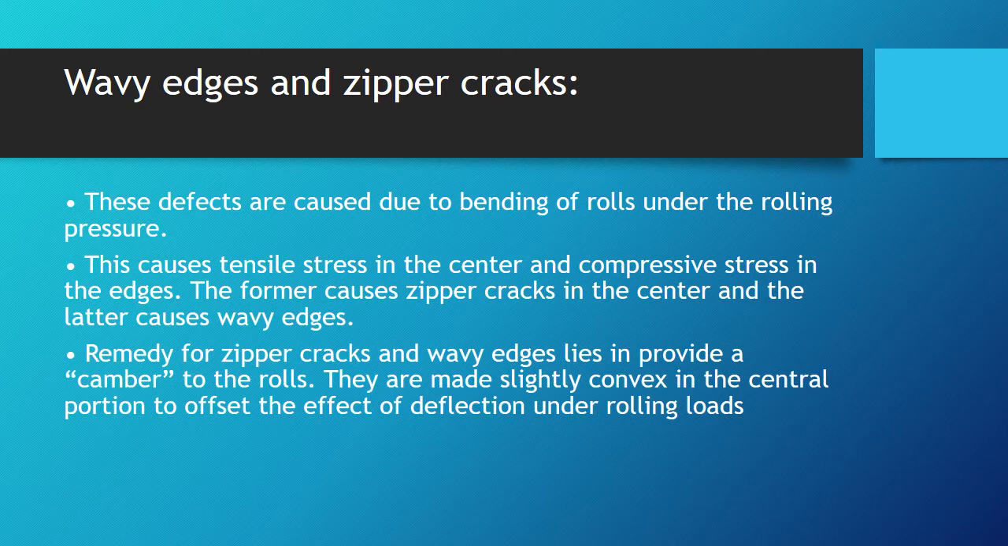The way to remove these kinds of defects, the remedy for these defects, is to provide a camber on the roll. By camber I mean make a roll a little bit of convex shape, so the rolls are like this kind of shape. So that when there is a pressure applied on these sides, this will tend to bend, and when this bends, you will have a straight edge. In this way you can avoid these kinds of pressures.